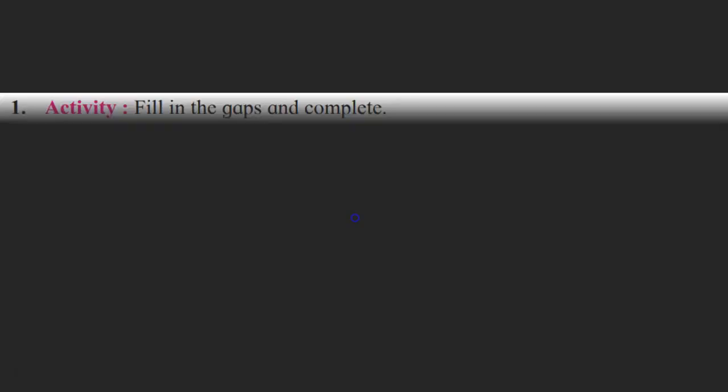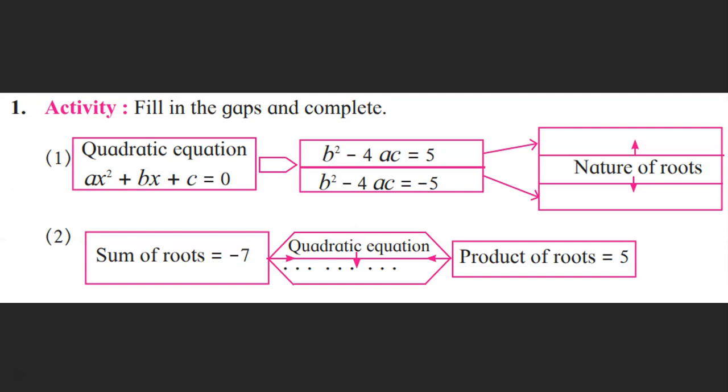Practice set 2.5. See this here. Fill in the blanks and complete the quadratic equation. If the value of b square minus 4ac is 5 and minus 5, then what is the nature of the roots? In the first, the roots are real and unequal, and in the second, the roots are not real. Next, we are given the sum of the roots is minus 7, and their product is 5.